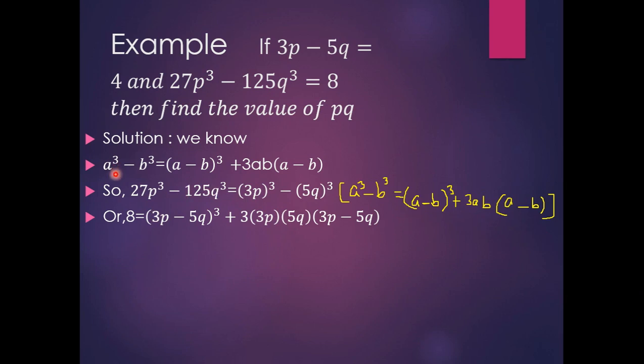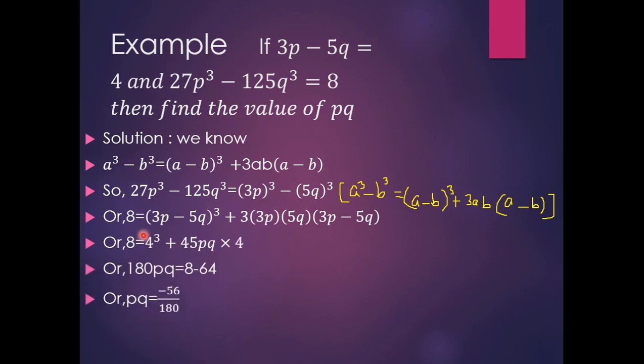Left hand side I have already mentioned, that is 8 from here, and now next step, 8 equals to this. The 3P minus 5Q value is also given, that is 4 only, and 3 times 3 is 9, 9 times 5 is 45. This is P times Q, PQ, and 3P minus 5Q value is 4. So now here 45 times 4 is 180 PQ, and here 8 minus 64.